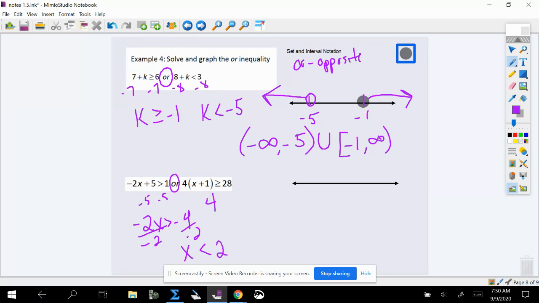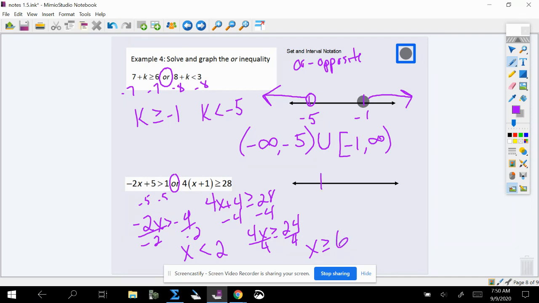This next one I have to distribute, so 4x plus 4 is greater than or equal to 28. Subtract 4. 4x is greater than or equal to 24. Divide by 4. I don't have to switch my sign because I didn't divide by a negative.